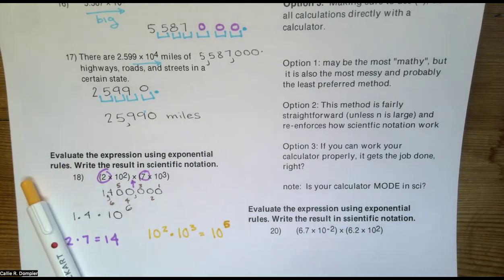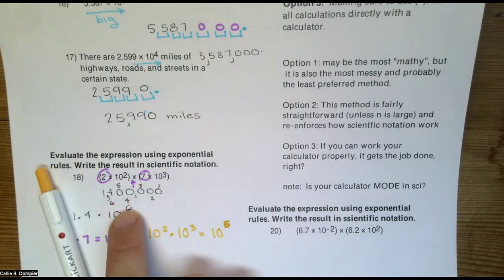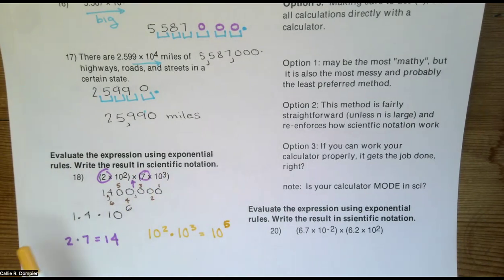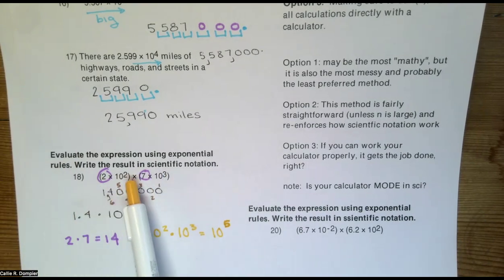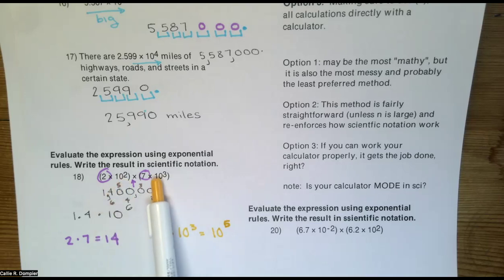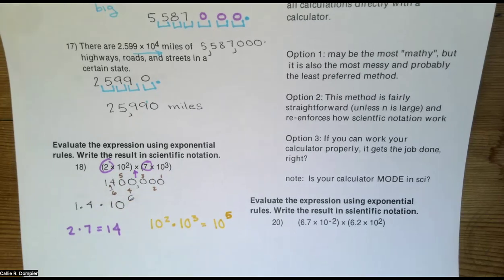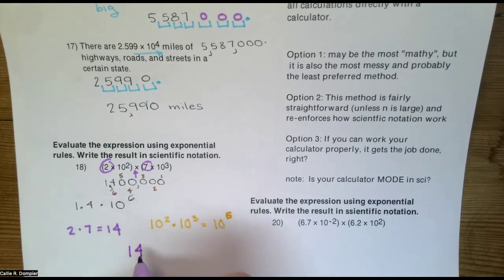I panicked there. I apologize. I wanted it to immediately match this one. Ignore my panic. Arithmetic says 2 times 7 is 14. 10 squared times 10 to the 3rd is 10 to the 5th. I panicked and said 6 because I wanted it to match that. Ignore that. So now we have 14 times 10, not to the 6th, but to the 5th.